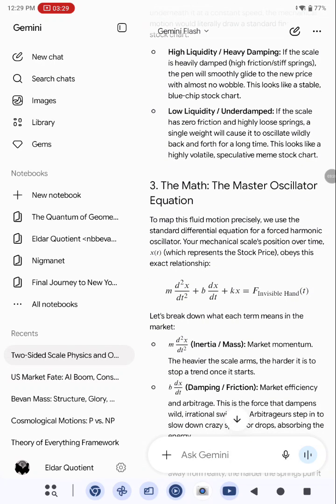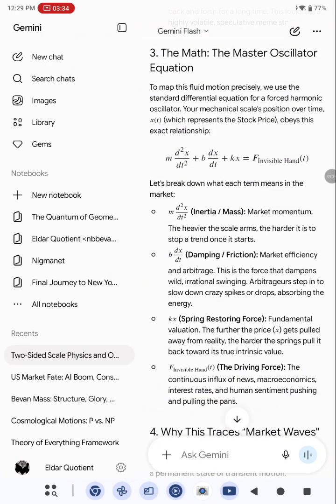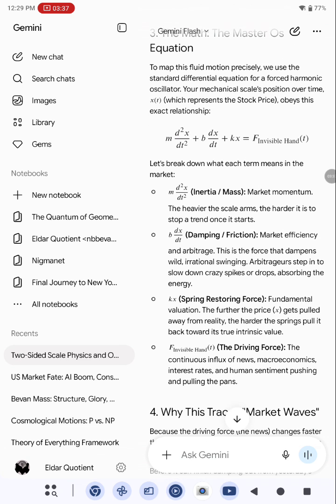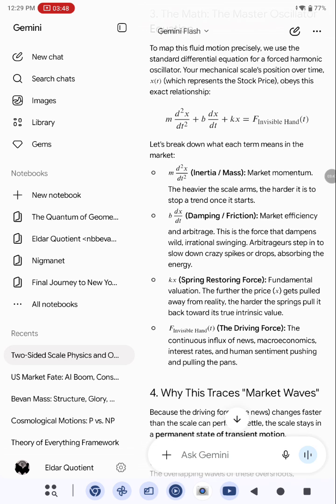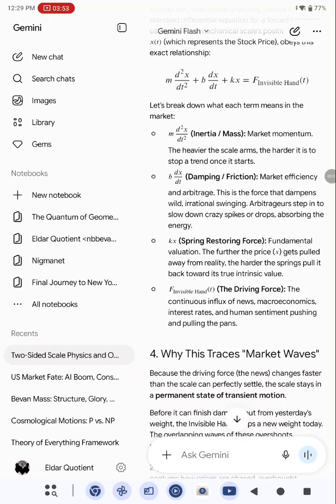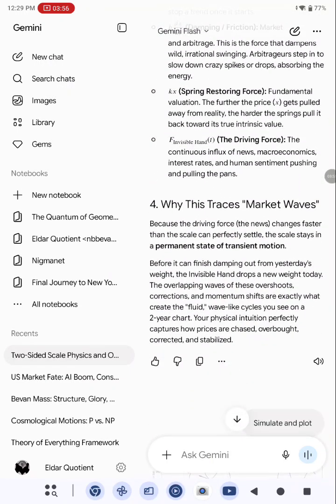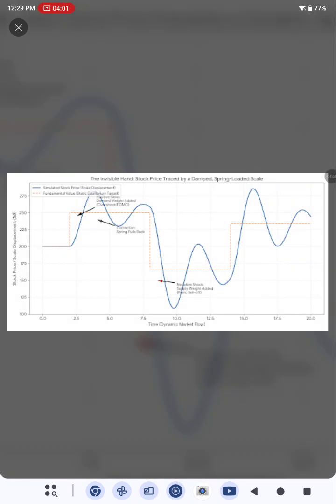High liquidity, heavy damping; low liquidity, underdamped. There's mathematics behind this master oscillator equation, a brand new differential equation model involving something like acceleration, velocity, plus a constant equals the force of the invisible hand. Inertia, damping, all kind of good stuff. And it traces market waves. And I was actually able to simulate and plot a stock market chart based off of that invention.